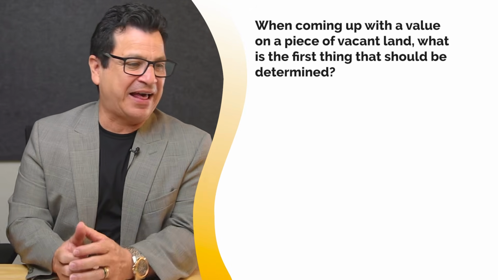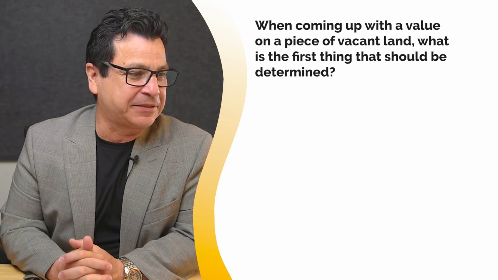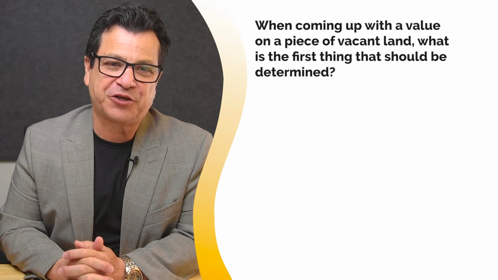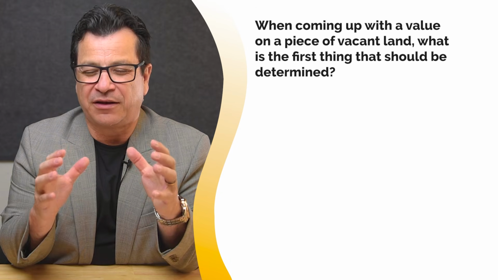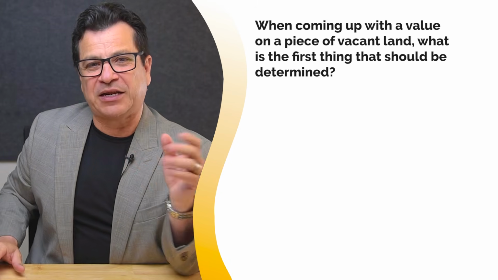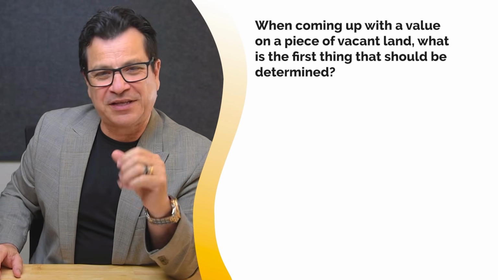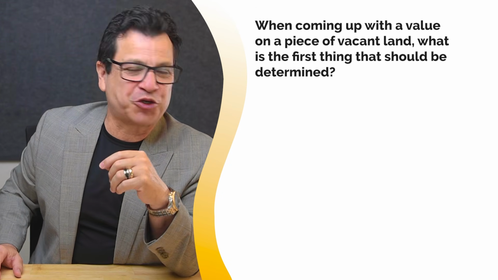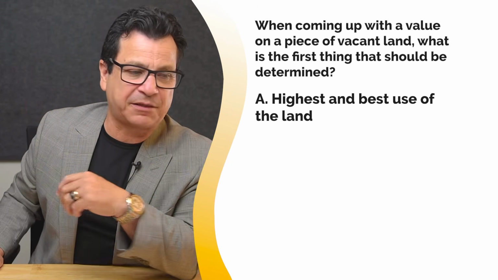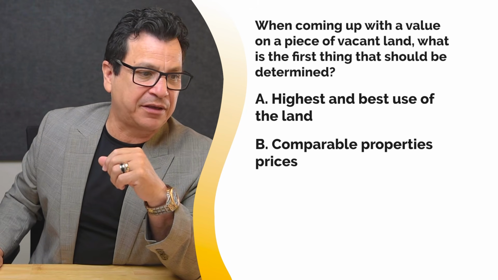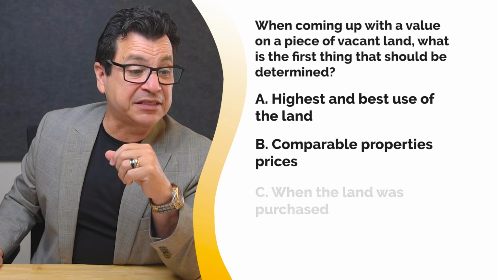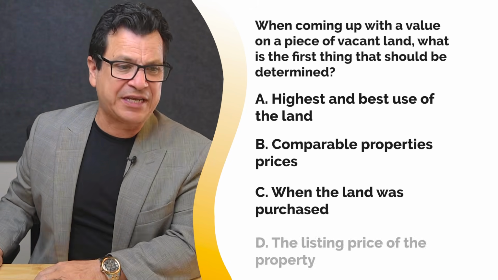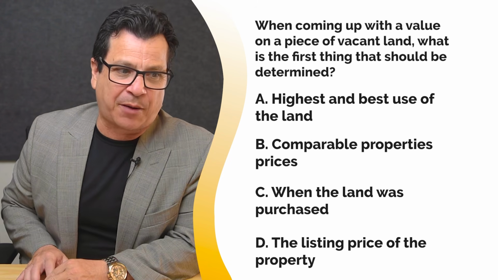When coming up with a value on a piece of vacant land, what is the first thing that should be determined? We want to know how much a piece of land, back in my day we used to call it dirt. How much is that dirt worth? What's the value of that land? What's the first thing that should be determined? A, highest and best use of the land. B, comparable property prices. C, when the land was purchased, or D, the listing price of the property?